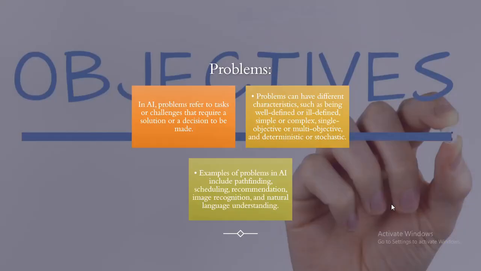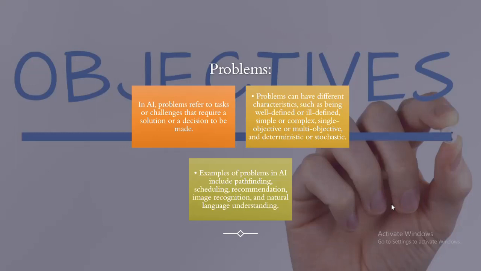So our next topic is problem space and search. Problem space and search are fundamental concepts in artificial intelligence that are used to model and solve complex tasks. So first is problems. Problems represent tasks or challenges that require a solution, and they can have different characteristics such as being well defined or ill defined, simple, complex, single objective or multi objective. Examples are path finding, scheduling, recommendation, image recognition, natural language understanding.